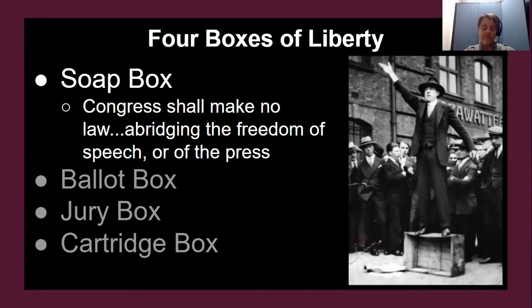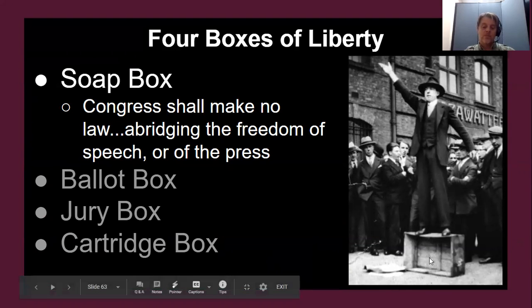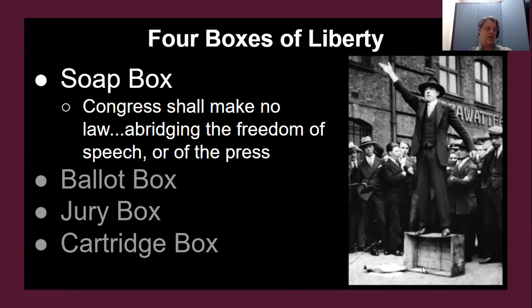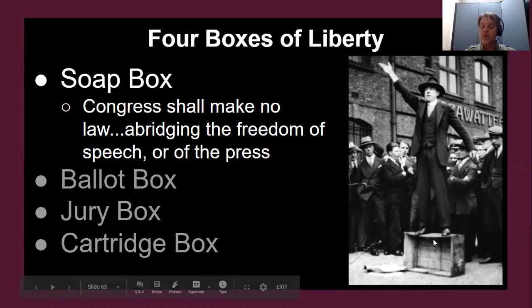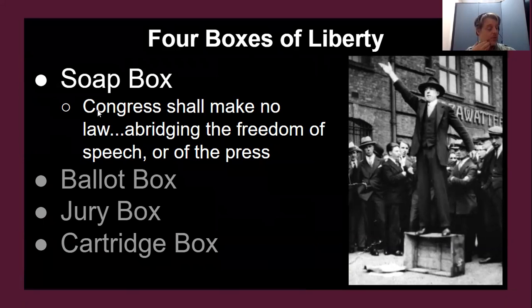Soapbox, it's First Amendment. Comes from back in the day. People would stand on the street corner and talk about politics or religion, but they would find a way to get themselves above the crowd so they could be seen and heard. One of the ways to do this was they would stand on top of a crate that was used to ship soap. So that's where the soapbox comes from. This is your First Amendment right to speak out against the government.